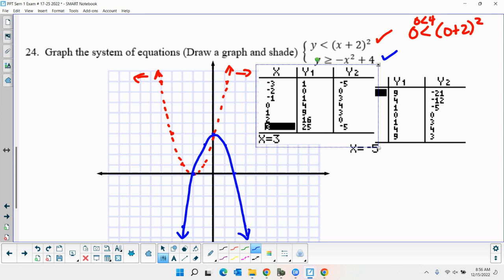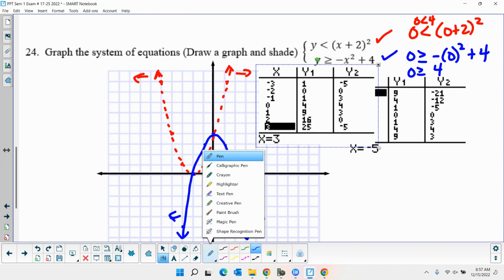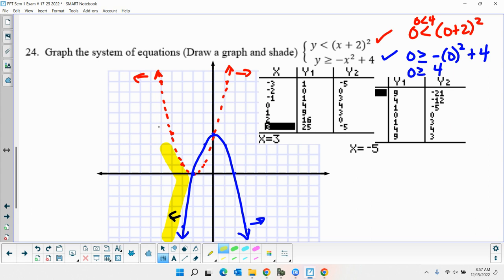0, 0 is inside of it. So if 0, 0 works, I do the inside of the blue. If 0, 0 doesn't work, I do the outside of the blue. So 0 greater than or equal to negative 0 squared plus 4. Well, 0 squared is 0. So it's 0 greater than or equal to 4. No. So I got to shade outside the blue. So where outside the red and outside the blue is, all this stuff, right?